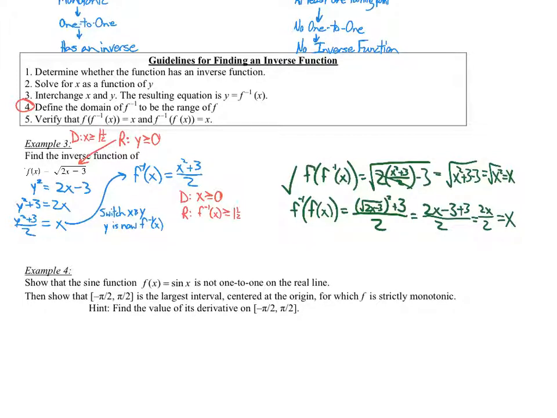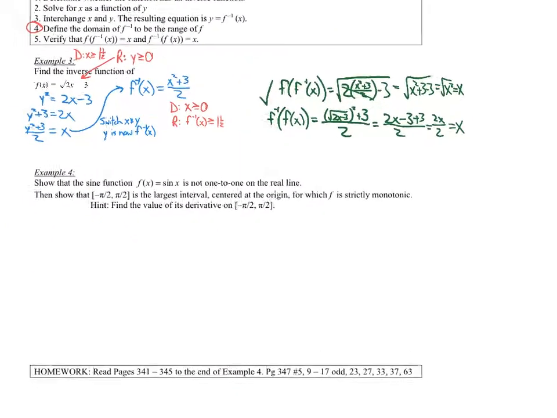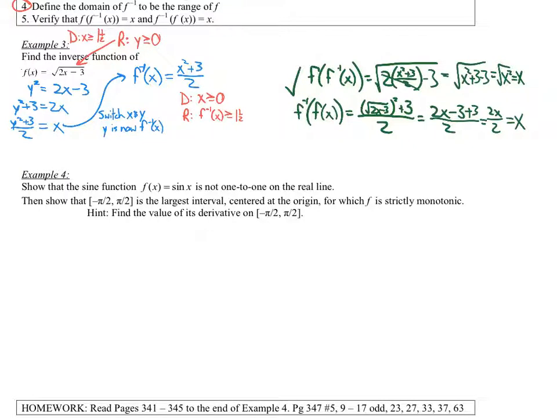Alright, now, I kind of spoiled 4 a little bit for us, because we already mentioned this when we were talking about 1-to-1. I forgot this was one of our examples. Show the sine function is not 1-to-1. We saw that because it's periodic. Show that negative pi over 2 to pi over 2 is the largest interval centered at the origin where it's strictly monotonic.